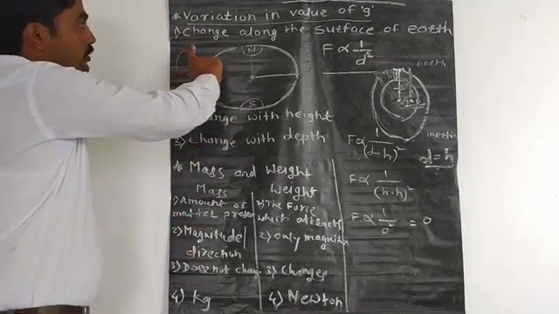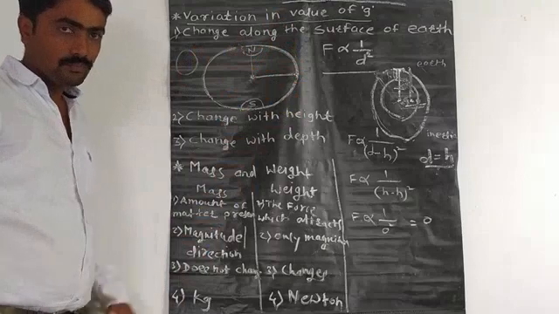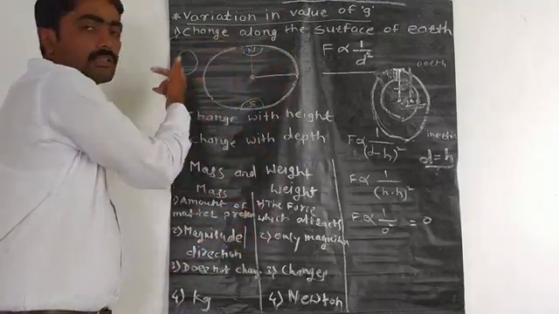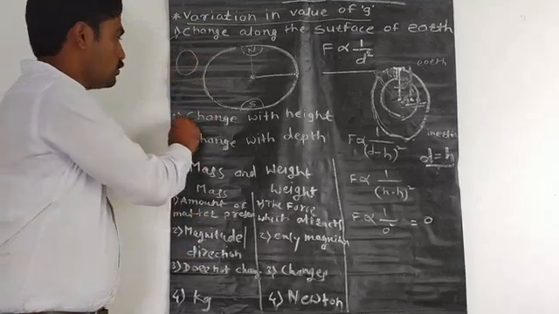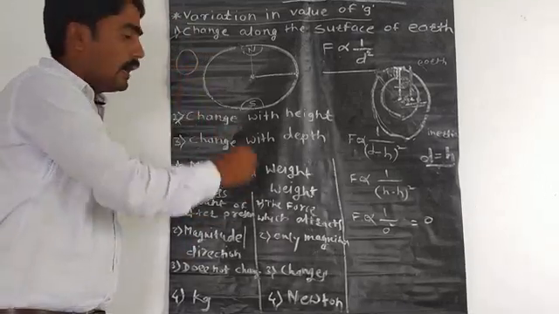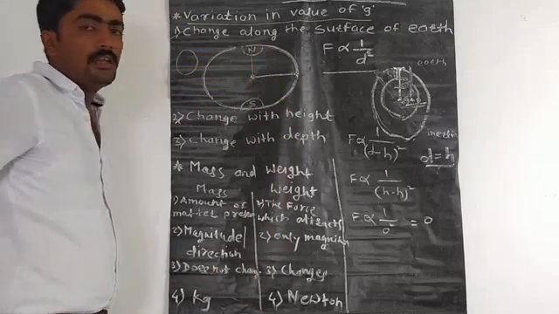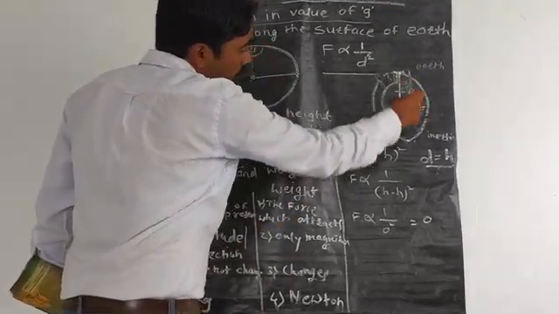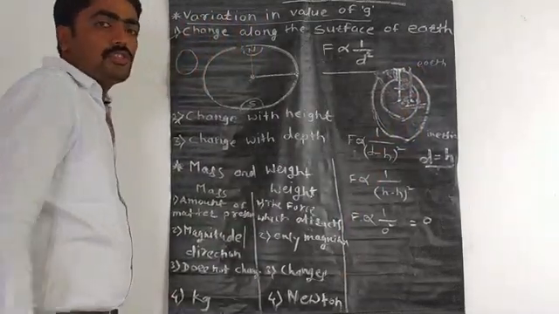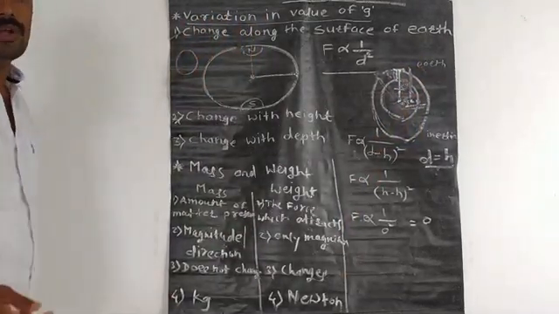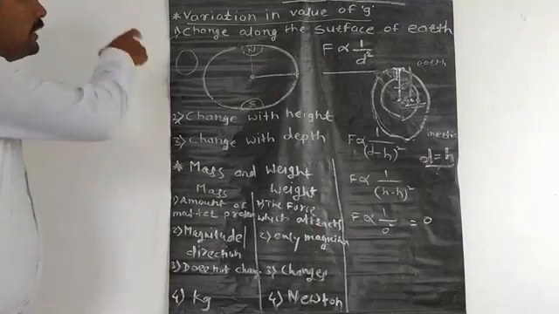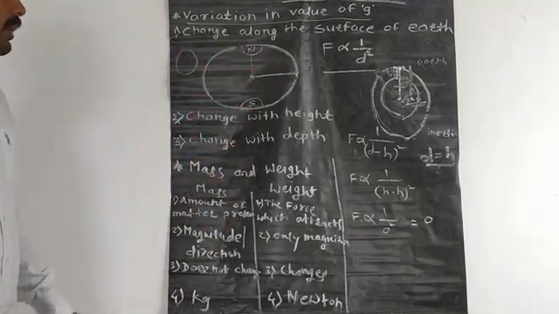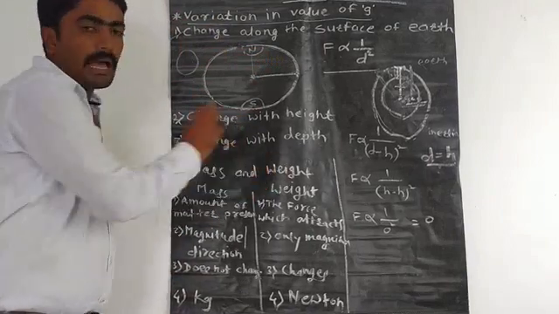First one is change along the surface of earth. The earth surface changes झाला तर g ची व्हॅल्यू चेंजेस होऊ शकते. Change with height, and the third one is change with depth. जर depth चेंजेस झाली तरी सुद्धा g ची व्हॅल्यू चेंजेस होऊ शकते. Then these are the three main factors which affect the value of g. Now our next topic is the mass and weight.